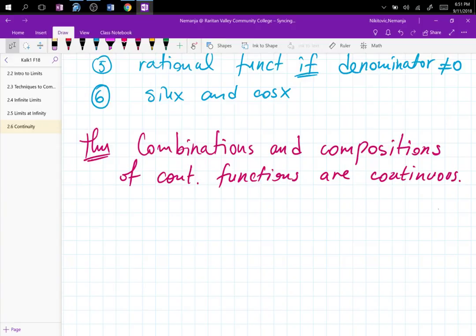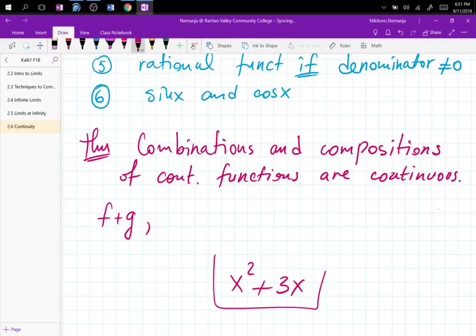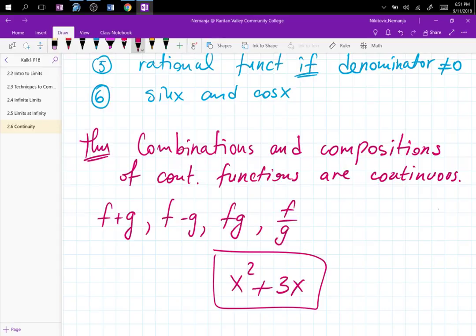This means that addition of two continuous functions gives you a continuous function. Just think about it a little bit. x squared, continuous, plus 3x, linear function, continuous. All on a pile, it's still quadratic, continuous, right? As simple as that. f minus g, f times g, f divided by g provided g can't be 0. That's the rational part we talked about.